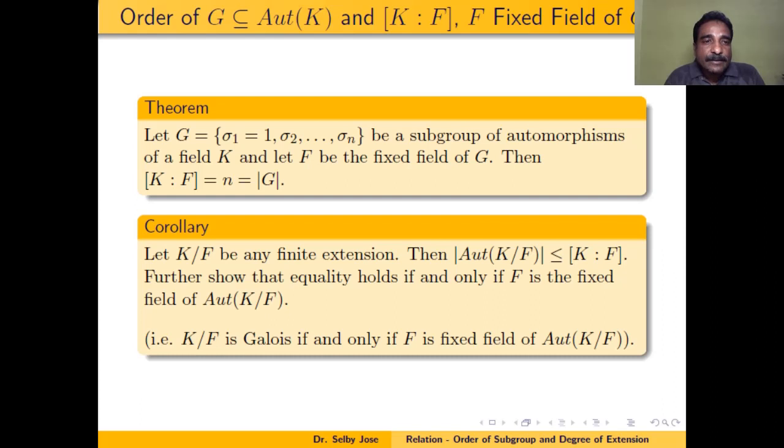So let K over F be any finite extension. Then we can show that the order of the automorphism group of K over F is always less than or equal to the degree of extension K over F. And equality holds, that means the order of the automorphism group of K over F is equal to the degree of extension K over F, if and only if F is the fixed field of the automorphism group of K over F. This means that whenever the order of the automorphism group of K over F is equal to the degree of extension K over F, then by definition K over F is a Galois extension. Therefore, K over F is a Galois extension if and only if F is the fixed field of the automorphism group of K over F.